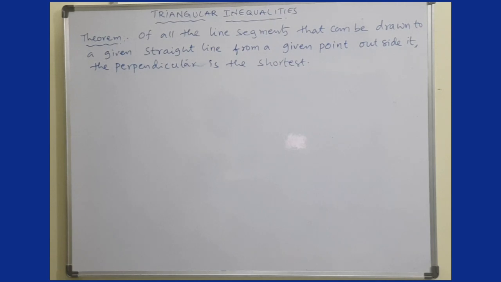Look at the statement of the next theorem. Of all the line segments that can be drawn to a given straight line from a given point outside it, the perpendicular is the shortest one.